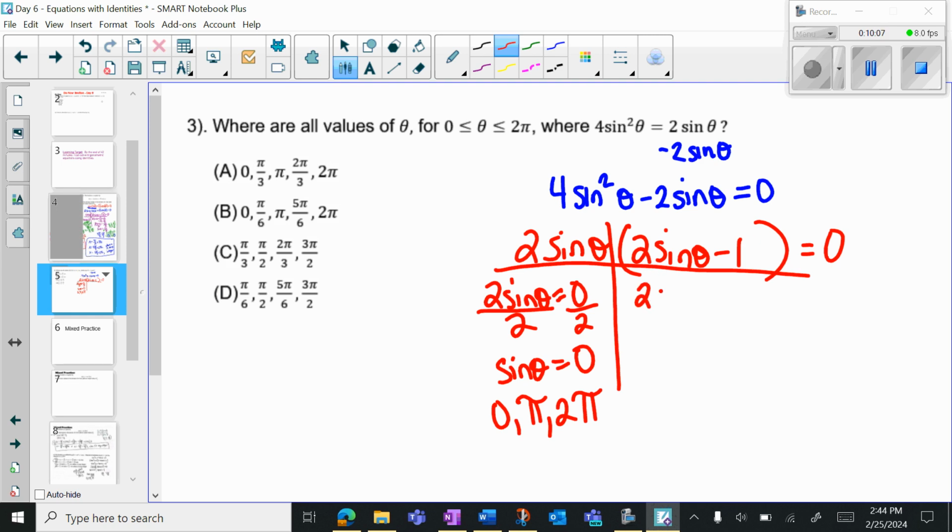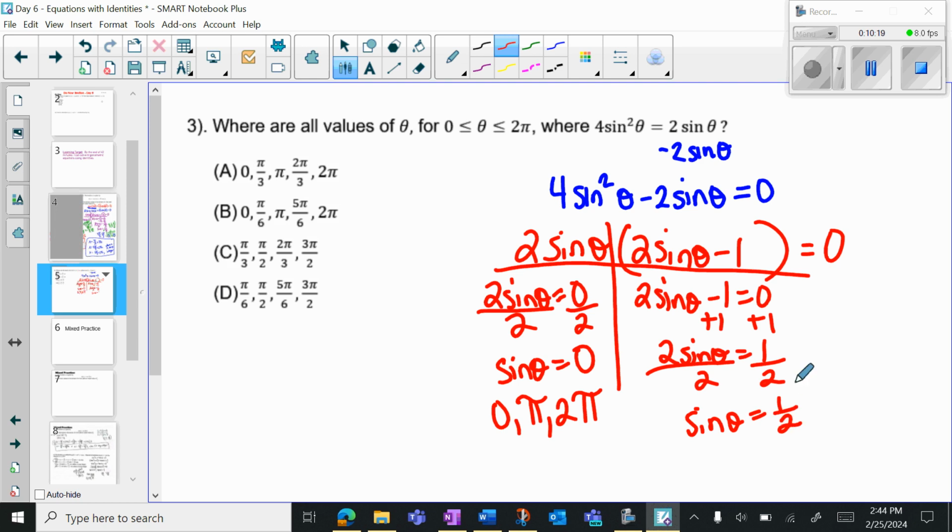And then 2 sine minus 1, I'm going to set that equal to 0, add over the 1. 2 sine of theta is equal to 1, divide by 2. I get sine of theta is equal to 1/2. Okay, so let's think back to our unit circle. At pi over 6, I have the coordinate radical 3 over 2 and 1/2. So sine, remember, is your y value, that's 1/2.